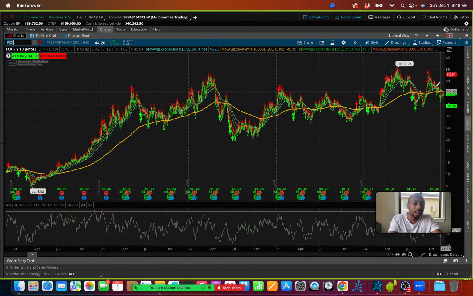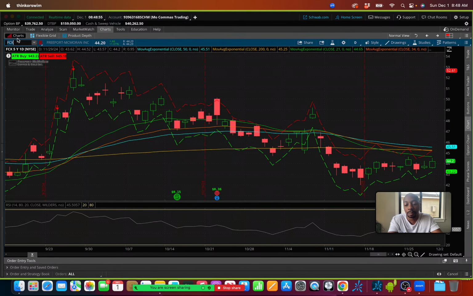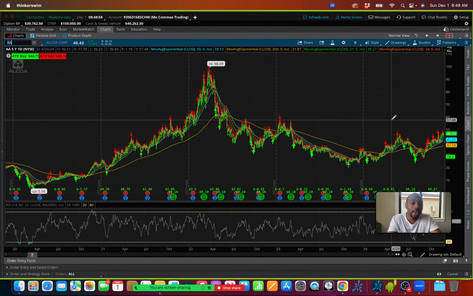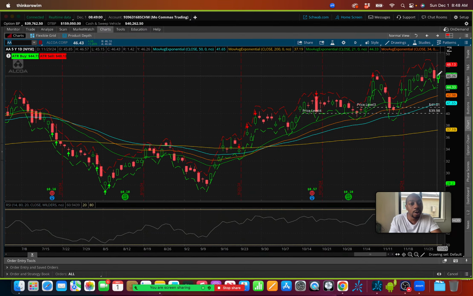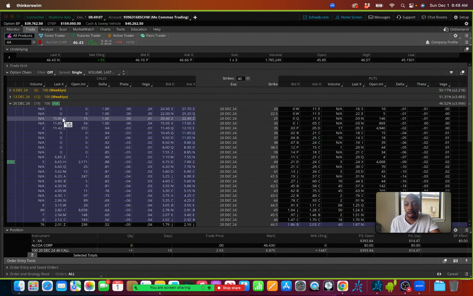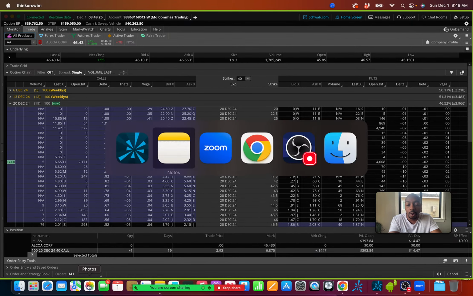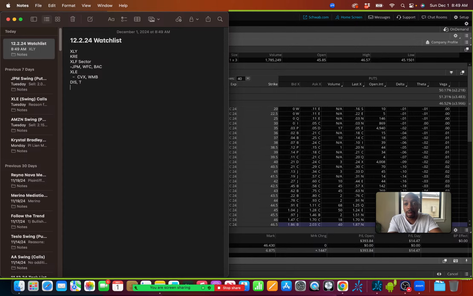The other one that's in there is FCX. FCX looks terrible. So the only thing inside of XME that I would probably trade would be Alcoa. Again, if we got another pullback on Alcoa, I wouldn't be opposed to taking a second position on one of these. And yep, there's some liquidity right here at the 45 strike in Alcoa on December 20th. You've got 8,000 open interest, and the spread difference is less than 20 cents. So there's some good liquidity here at this 45 strike. So I will put Alcoa on my list as well.